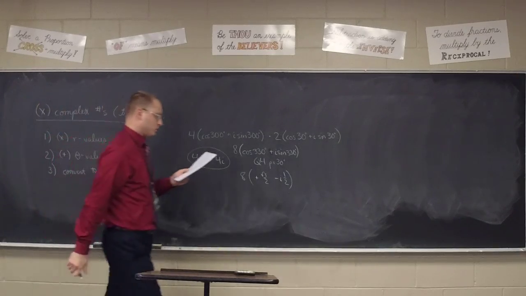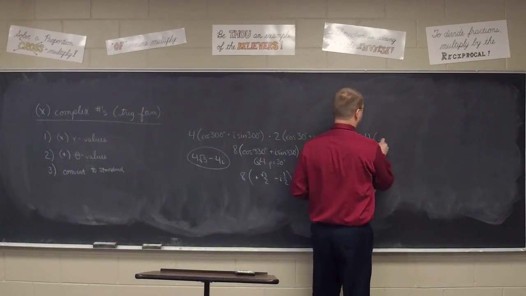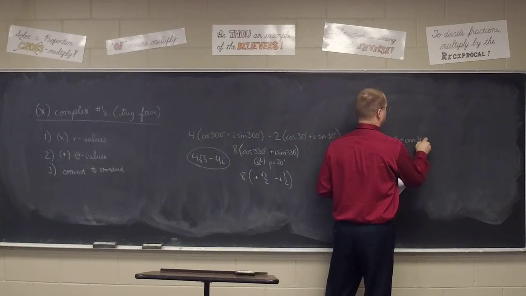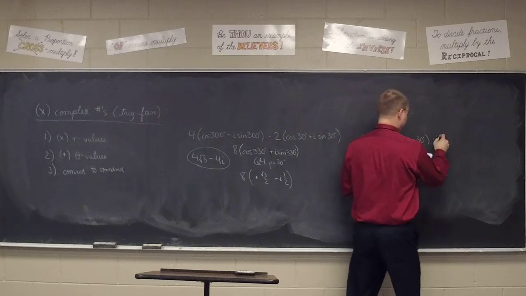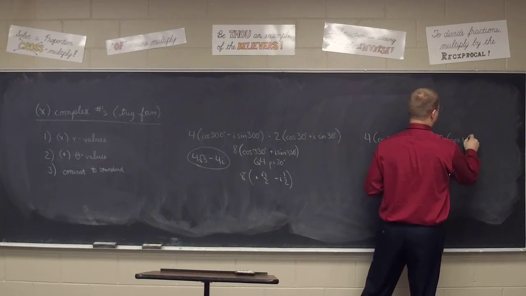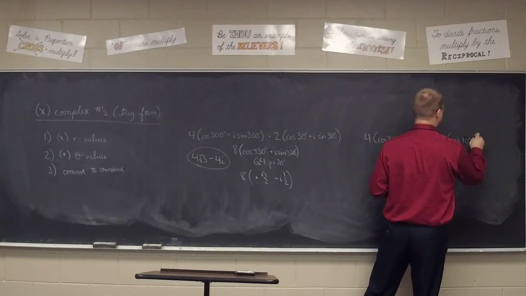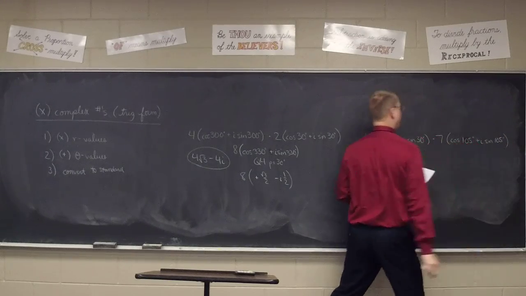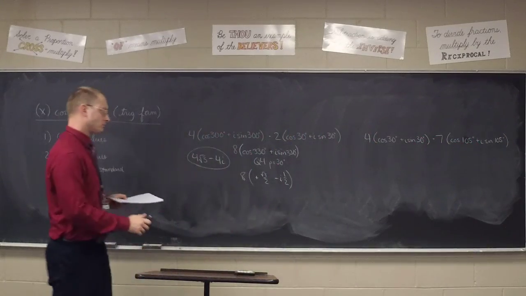Let's do another one. Write this one down in your notes if you would, please. 4 times the cosine of 30 degrees plus i times the sine of 30 degrees, times 7 times the cosine of 105 degrees plus i times the sine of 105 degrees.